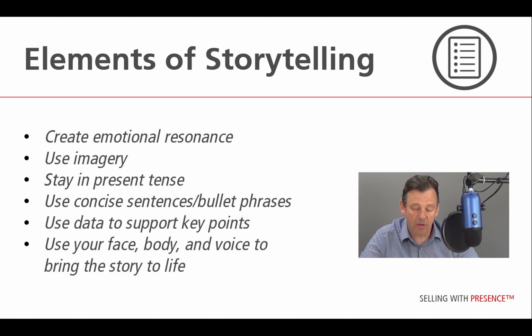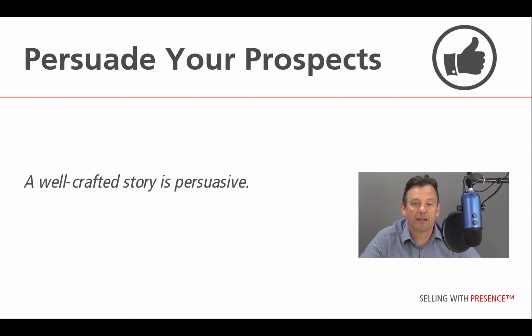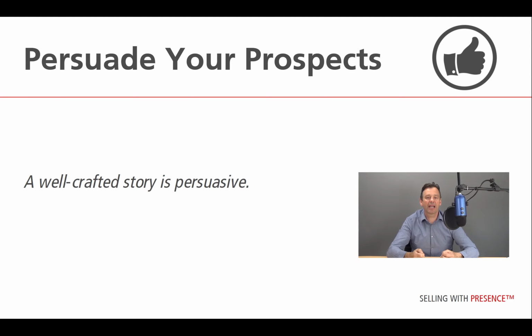Another way to create a compelling image in your buyer audience's mind is to use your body, your voice, your facial expression to convey some of the details of your story. So it's a combination of those elements that allow you to engage your audience most effectively with a compelling story.